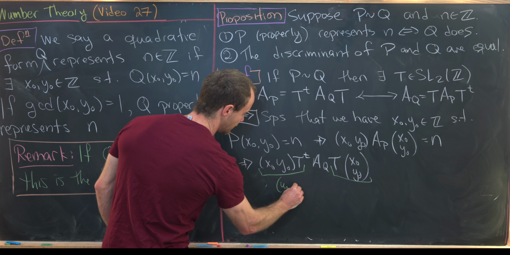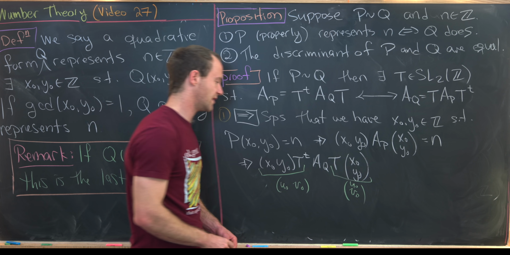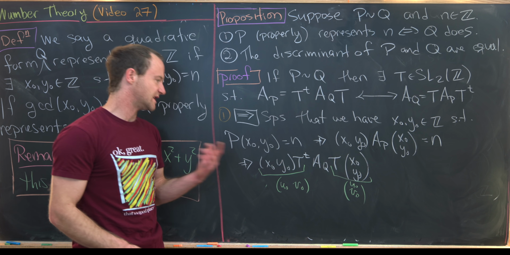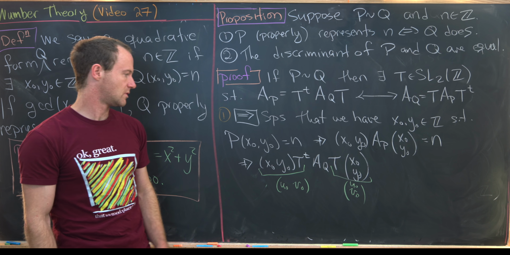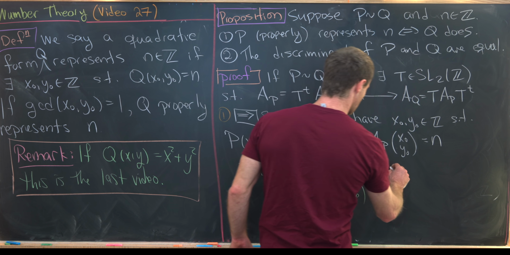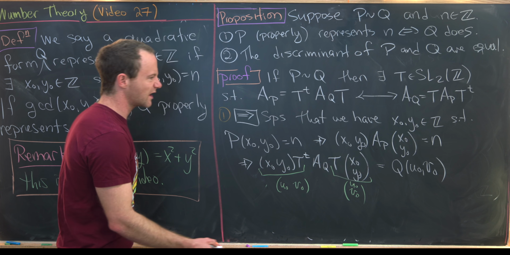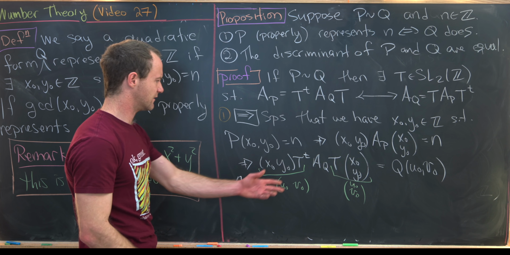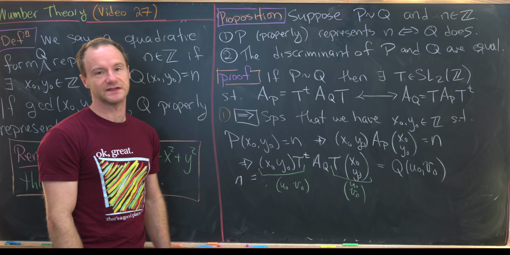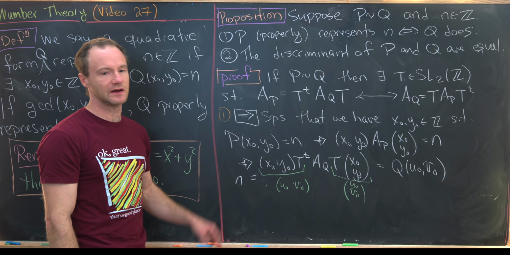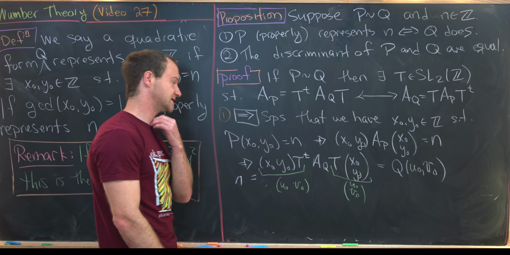We'll call this u naught, v naught, in column form. And we know that those are transposes of each other because x naught, y naught is the transpose of column x naught, y naught. Okay, but that is exactly equal to Q evaluated at u naught, v naught. But on the other hand, this is also equal to n from the calculation that we did up here. So that means that Q represents n. So we started assuming P represents n and we ended with Q representing n. Now we just have to do the proper representation.